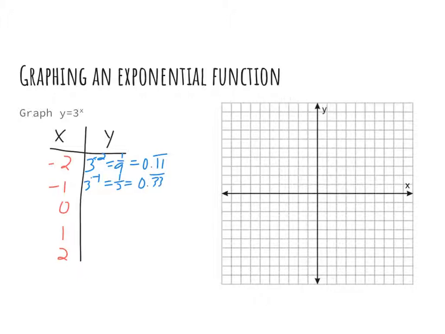3 to the 0 is the same as anything to the 0 power. That's going to give us 1. 3 to the first power is just 3. And then 3 squared gives us 9.